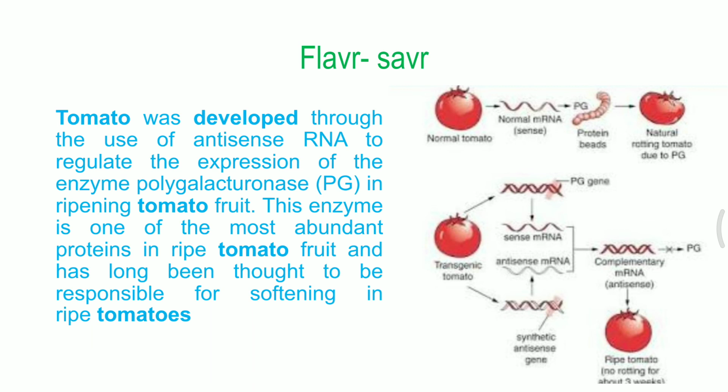But when we silence this gene, the gene which expresses PG, then we can expect that the fruit is no longer going to ripen very fast, and as a result we get tomatoes which can survive for a longer period of time. These tomatoes are commonly known as Flavr Savr. They were the first transgenic fruit to be used by human beings.